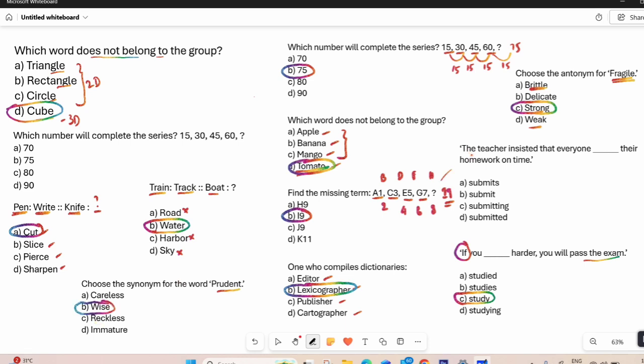Okay, next question: the teacher insisted that everyone does their homework on time. So here submit is the correct answer. It's expressing a demand or suggestion. So submit is the correct answer. The teacher insisted that everyone submit their homework on time.